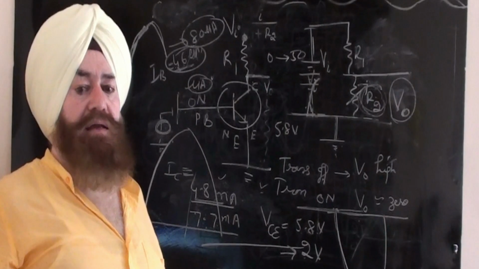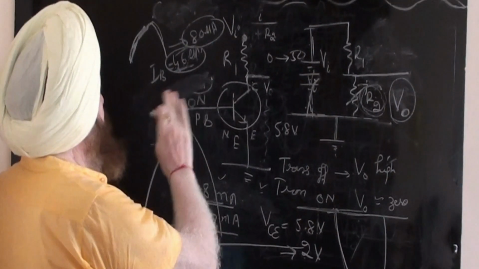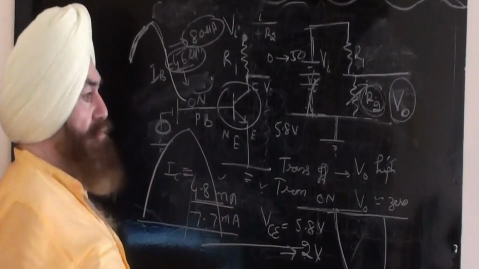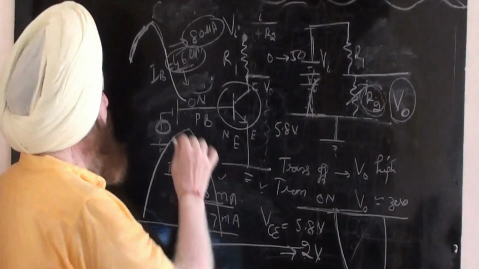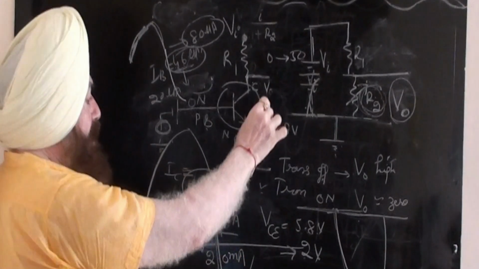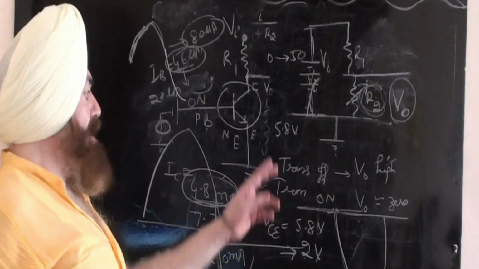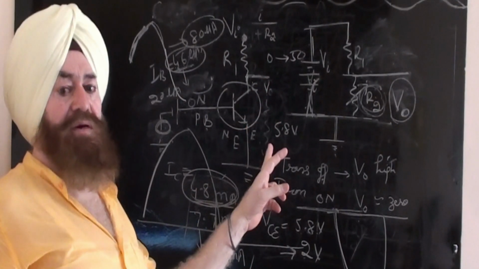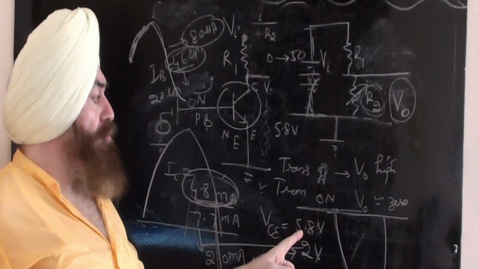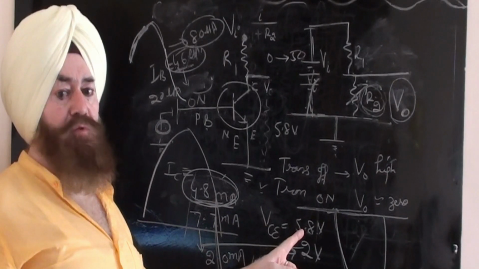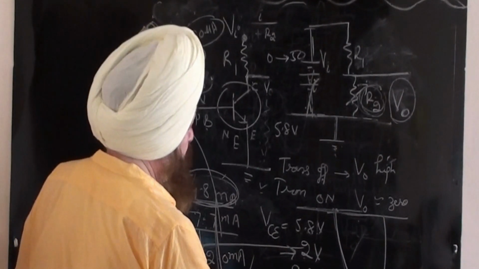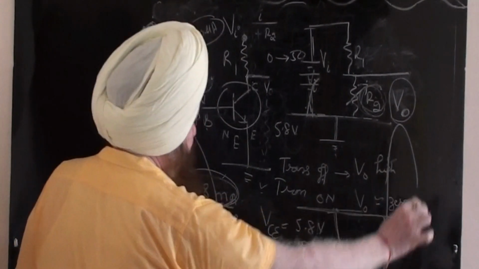Now the base current is going down from 50. Let it go down to 20 microampere. When the collector current goes down, there is less conduction. Less conduction means this voltage will increase, from 5.8 volt to 9.34 volt. So it is like this.